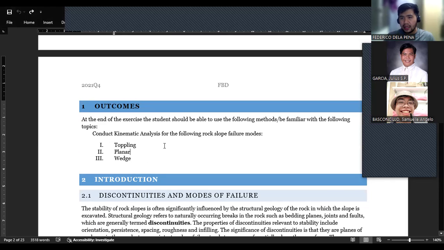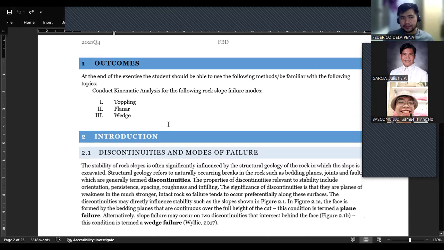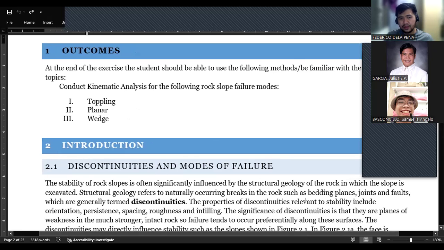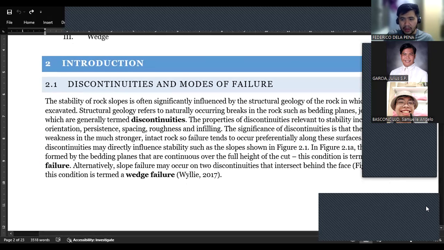Okay? And when you're talking about rock slopes and failures, there are actually four main types of failures that you can encounter. You have your toppling, your planar, and your wedge failures. The fourth one is the circular failure, but circular failure is really more on soil mechanics, and that was already tackled in the previous module, right?